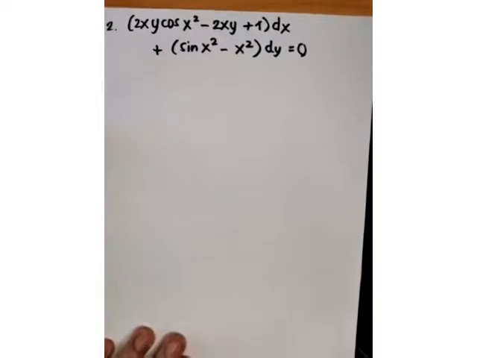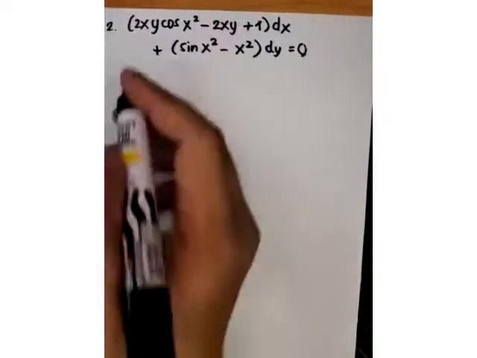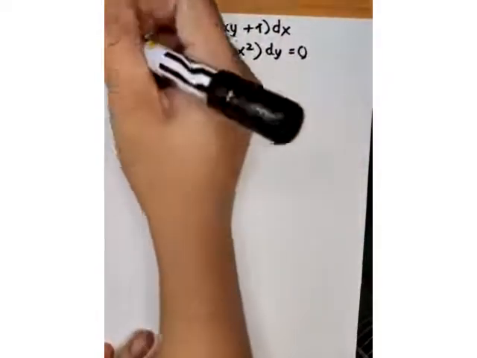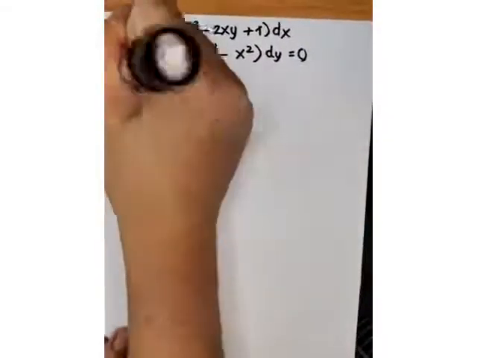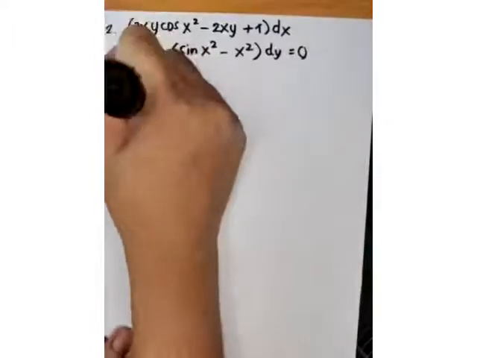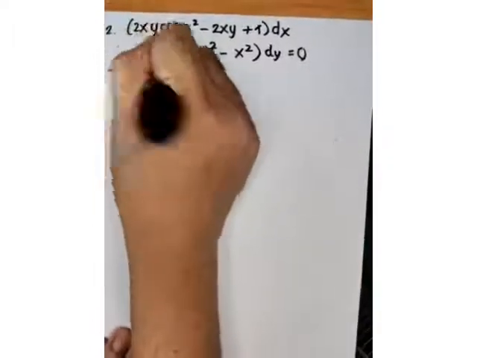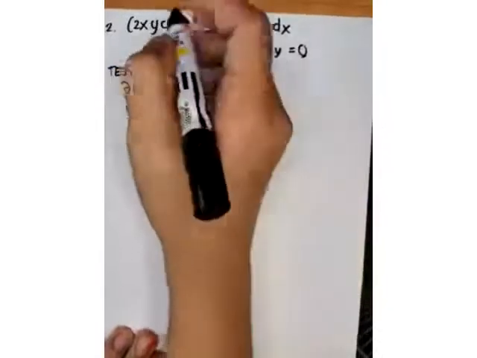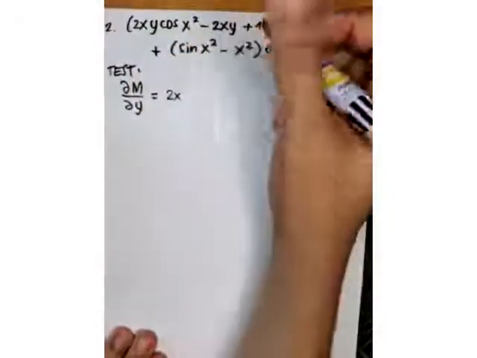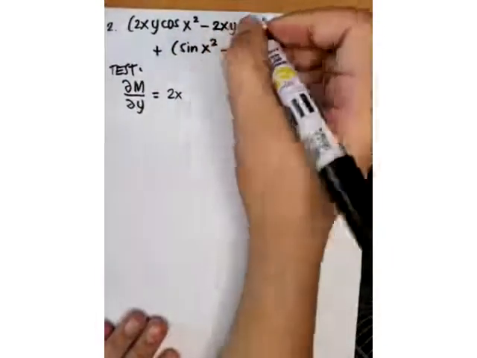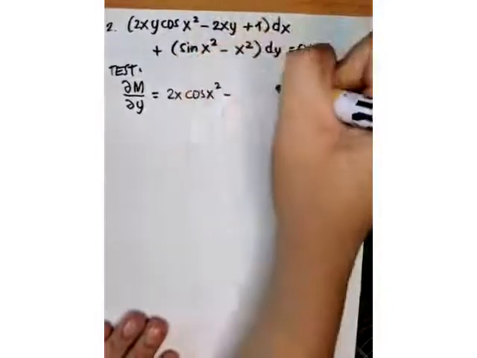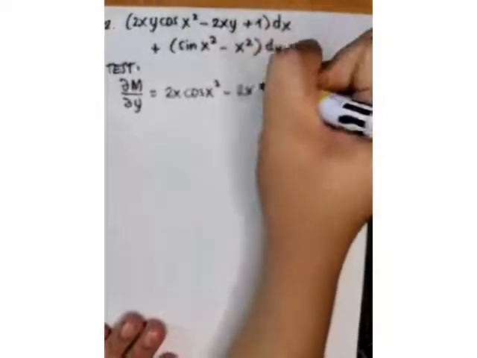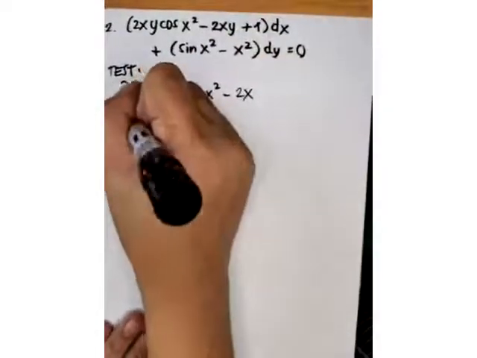Hindi na natin iti-test ng exact kasi nalaman na natin kanina na exact. Test pa ba natin? Sige na, test na natin para kompleto, para masanay din kayo. The partial derivative of M with respect to y. Ayan. So, that is 2x. Yung x is constant, y is yung variable. So, 2x cosine x squared minus 2x. Ayan. 0.